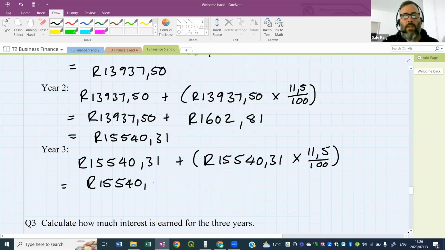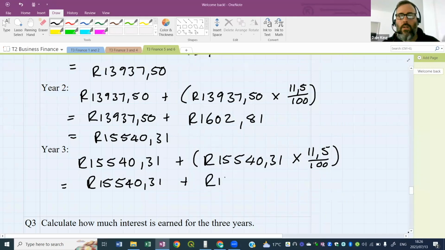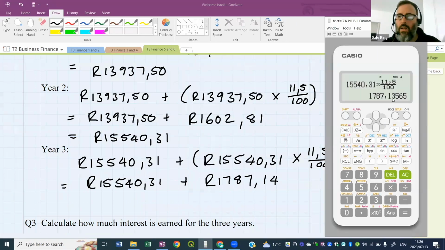I'm just going to write this quickly. What is this value? Let's work it out. So it's 15540.31 times the interest, which is 11.5%. That's 1787.13, 1787.14. I'm rounding off here. 1787.14. Okay, Katlego, just check your rounding there. I'm looking at the second decimal, and the 5 will change it to 14. So just be careful there.